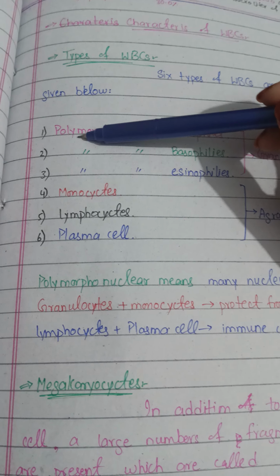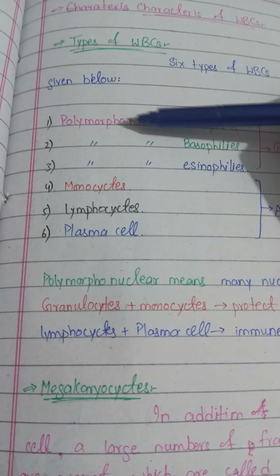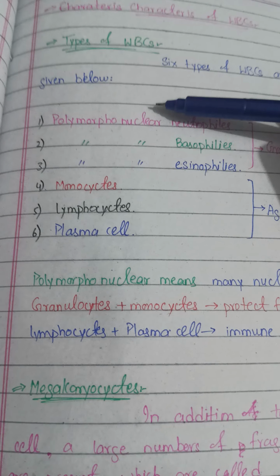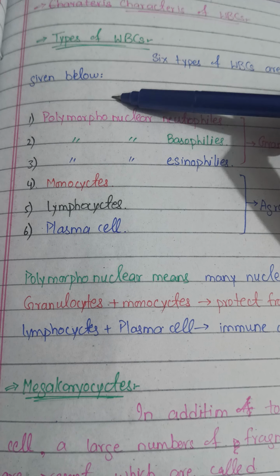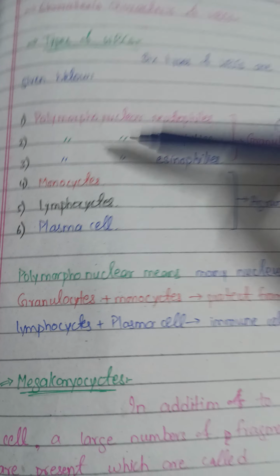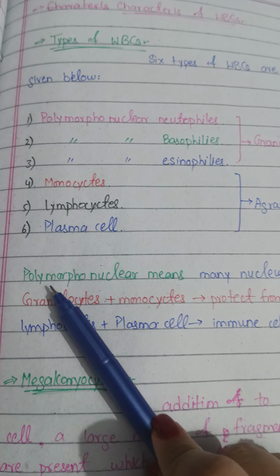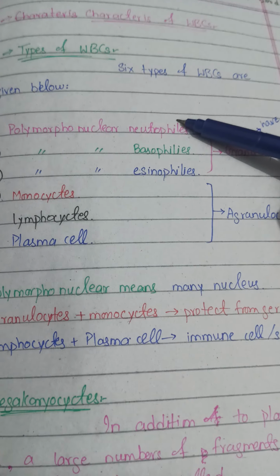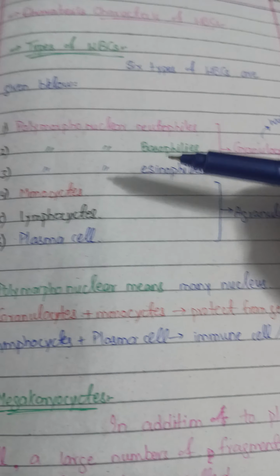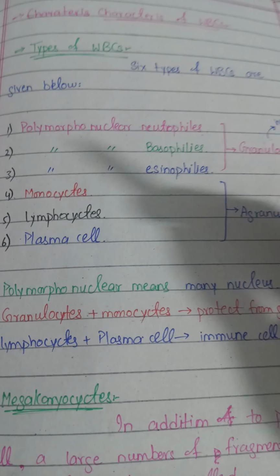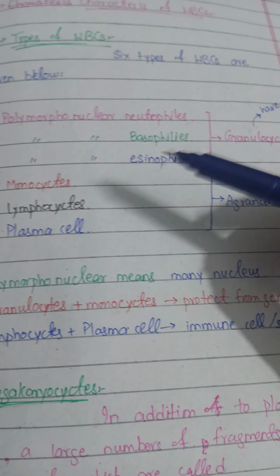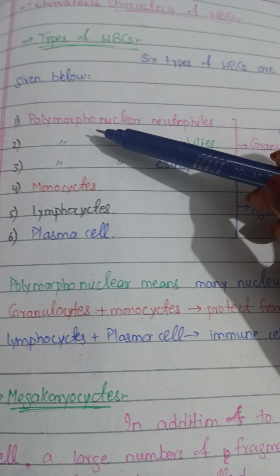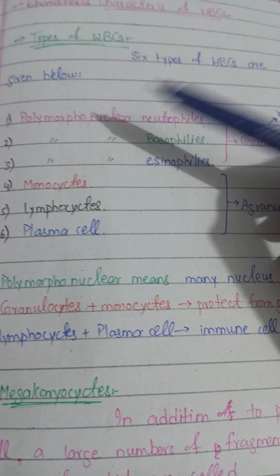Because we know that poly means many, morpho means structure, and nuclear means nucleus, meaning that they have many nuclei in their structure. We have explained that polymorphonuclear means many nuclei, meaning that neutrophils, basophils, and eosinophils have many nuclei in them. They don't have only one nucleus or two, they have many nuclei in them, so therefore they are called polymorphonuclear cells.